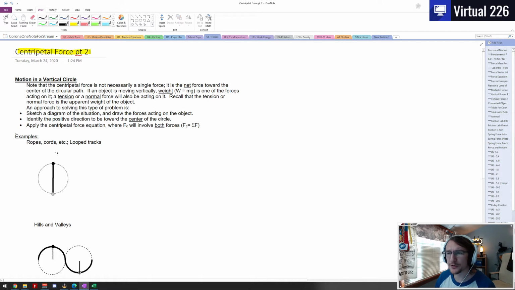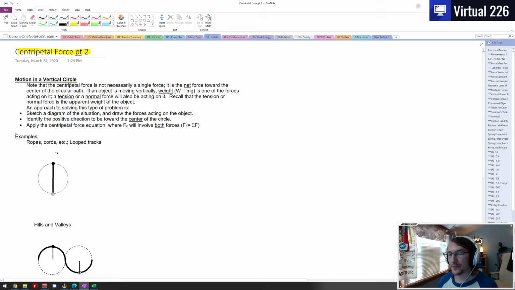Centripetal Force Part 2. Okay, so what we're looking at right now is centripetal force, which is what we've seen previously as being like you're going in circles or you're making a turn, right? You're in a car, you're turning left, you're turning right. And what we've done thus far has been horizontal circles. So you're like on a flat plane.